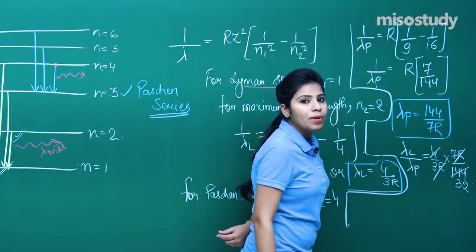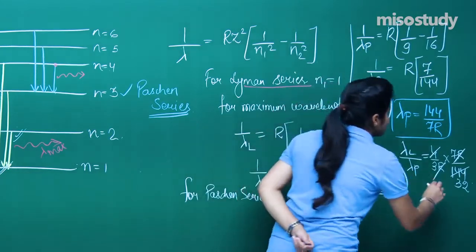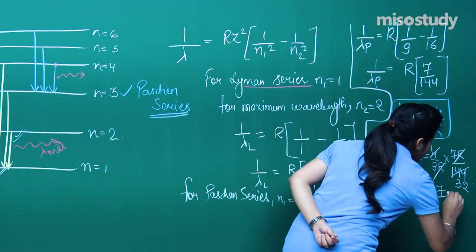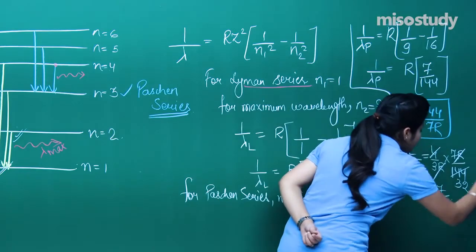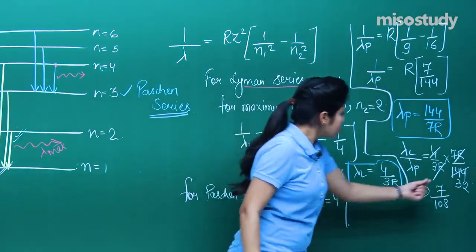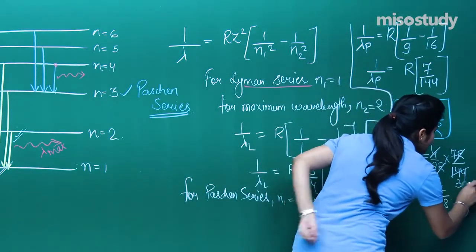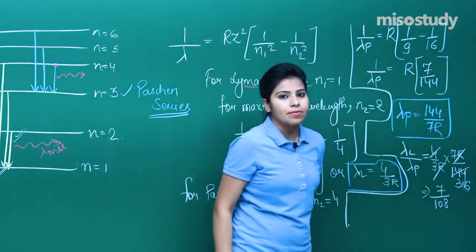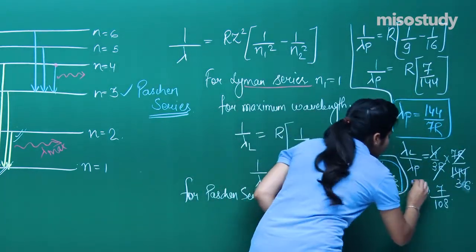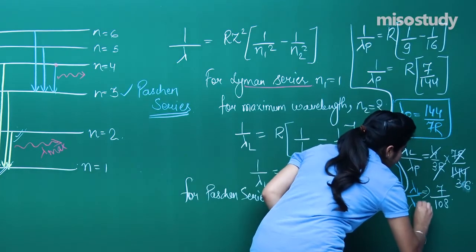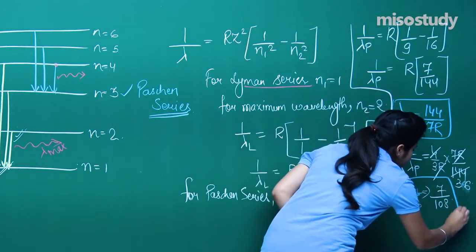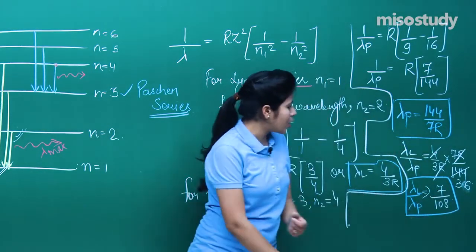So now if we will be multiplying this, you will see that this will come out to be 108. This is 36 times. So your lambda L by lambda P has come out to be 7 by 108.